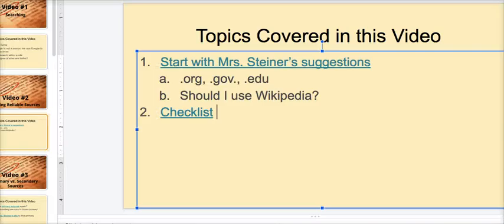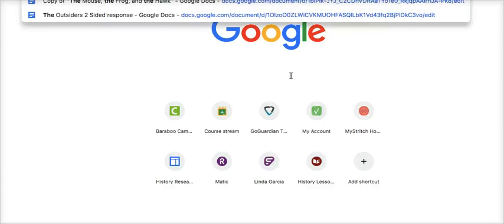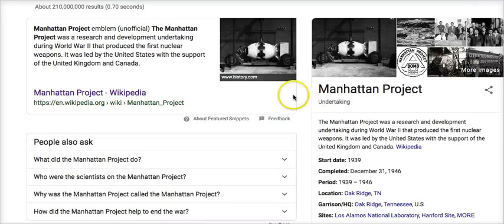All right, back here. So .org, .gov, .edu, try to focus on those if you can. Should you use Wikipedia? Well, I do not want Wikipedia, and Mr. Jones and I both agree on this, we don't want Wikipedia to be one of the sources that you cite at the end. I think that it's important to know that there is a way that you can use Wikipedia, and I'm going to show you that right now.